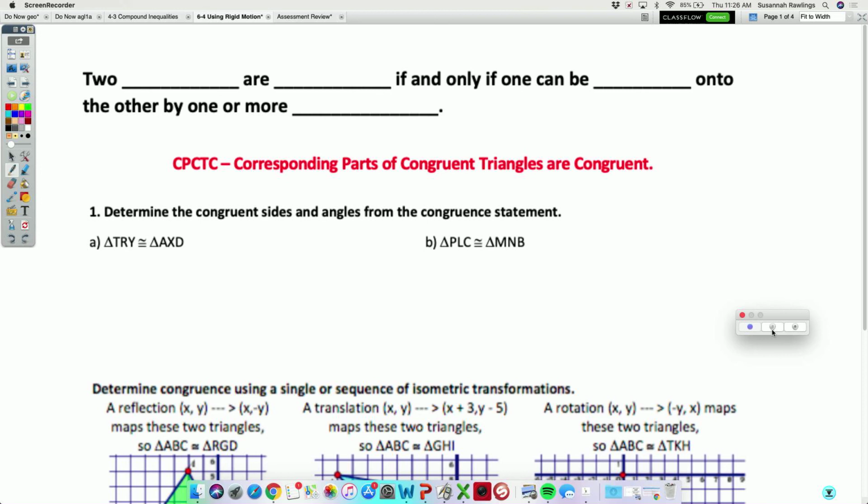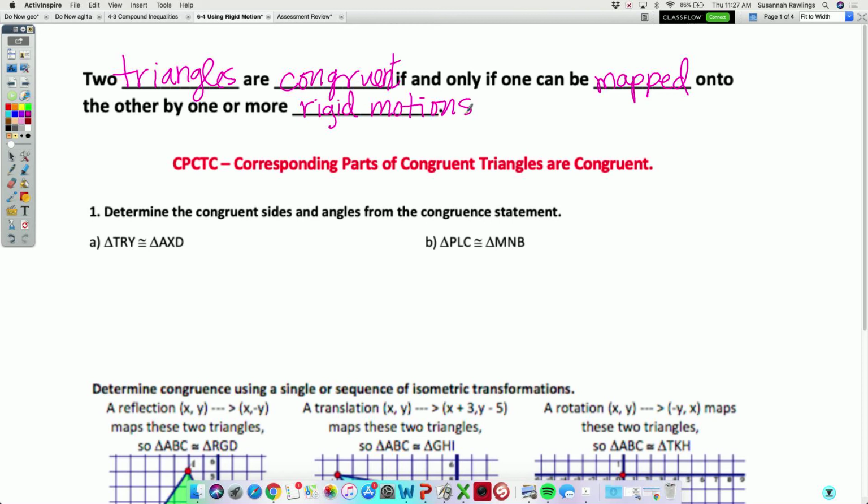So at the top of the page, we are going to fill in those blanks. So, two triangles are congruent if and only if one can be mapped. Mapped is just like a fancy word for lining up. So if it can line up, map onto the other by one or more rigid motions.